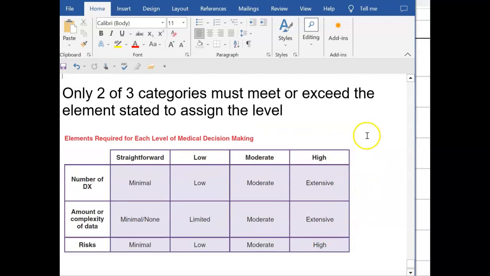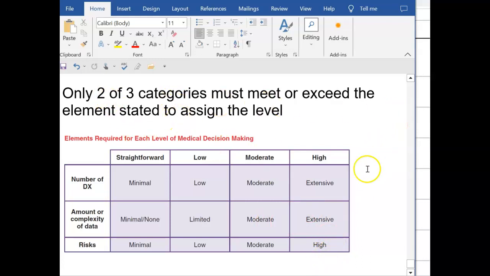A couple of different things when I talk about this chart. If they don't give us a time limit on it or how long they spent with the patient, we have to go to our chart. The biggest thing is use your CPT book. The beginning of your CPT book, I think it's on page 8, is a wonderful reference for medical decision making. Review that. The biggest thing is once you get all 3 of yours figured out, then you come back to this chart and decide, hey, is it extensive, moderate, high, what is it? You only need 2 out of 3.